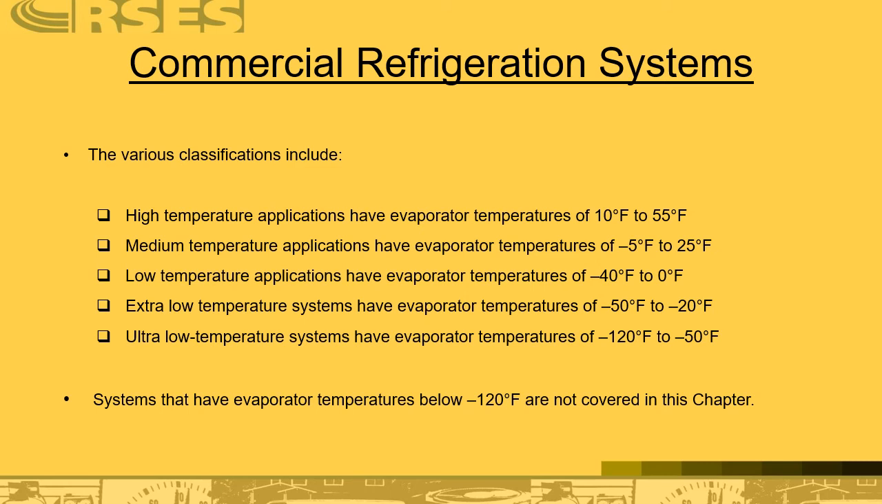Extra low temperature systems have an evaporator temperature of minus 50 degrees to minus 20 degrees Fahrenheit. Ultra low temperature systems have evaporator temperatures of minus 120 to minus 50 degrees. Systems that have evaporators below minus 120 degrees Fahrenheit are not covered in this chapter at all.